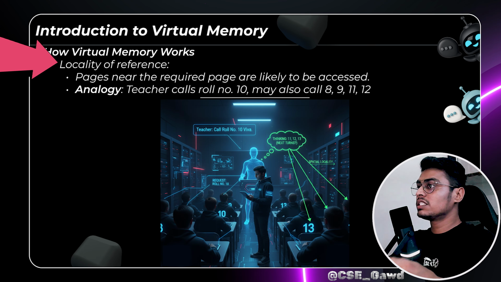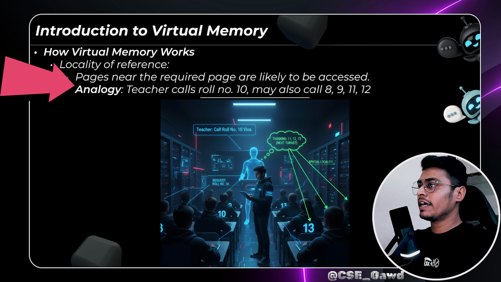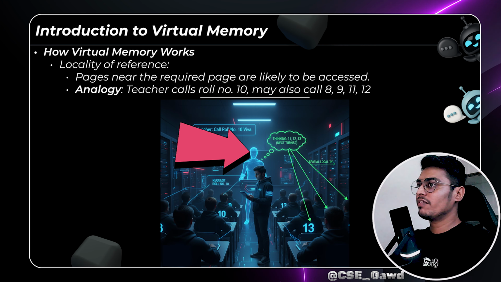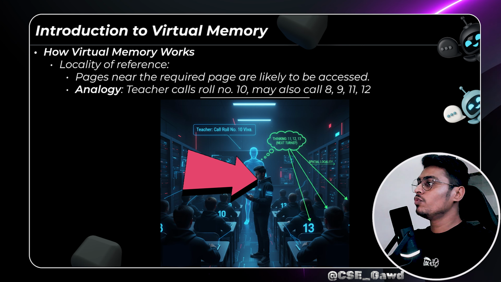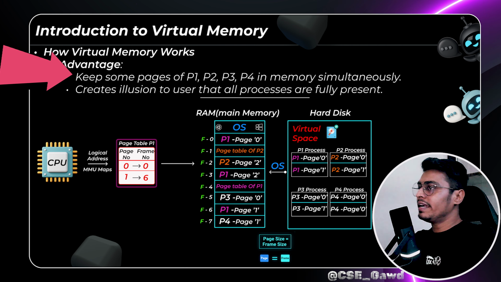This approach is based on a simple but powerful concept: locality of reference. What is locality of reference? When we bring a page into main memory, we don't bring that page alone. We bring related pages along with it. Let me give you a simple analogy. In a school class, when a teacher is taking a viva and calls roll number 10, what do we typically do? We might also call roll numbers 11 and 12, the nearby students, because we think that since roll number 10 was called now, next time the teacher might call roll number 9 or 11. This is exactly how locality of reference works in main memory management. Similarly, rather than bringing an entire process into main memory, we keep some pages of the process in main memory.